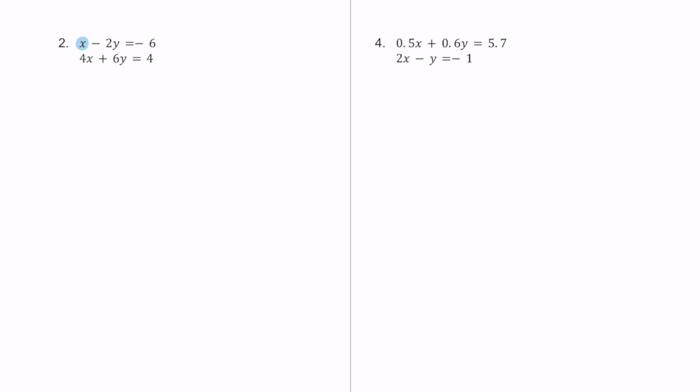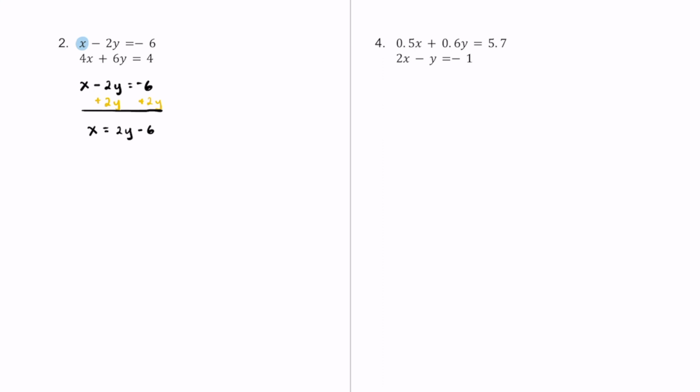So I'm going to go ahead and copy down equation 1 here. I'm going to say x minus this 2y is equal to negative 6. Now to isolate this x, what we're going to do here is add 2y to both sides. So add 2y on the left and add 2y on the right. If we go ahead and do that, then this x will be isolated. We can say that x is equal to, let's write it as 2y minus 6.